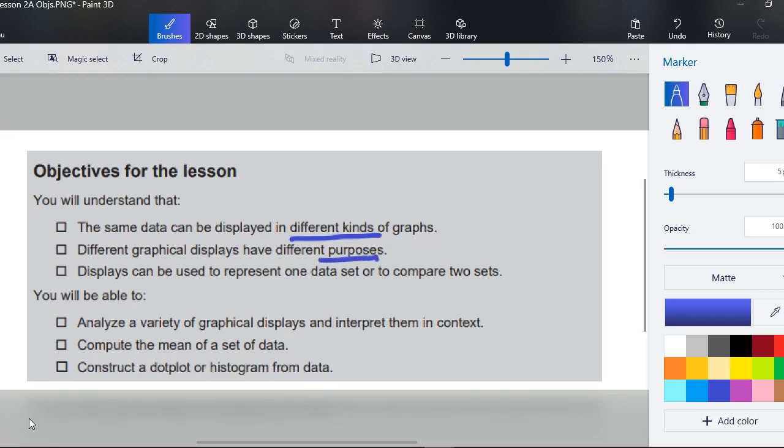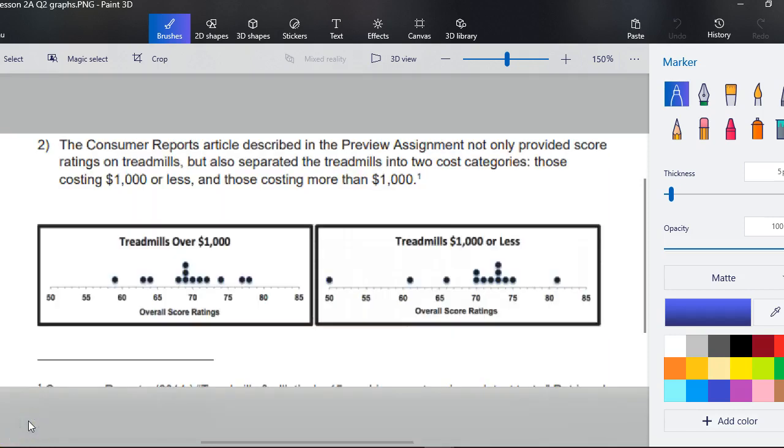Displays can be used to represent one data set or to compare two data sets. After this lesson, we'll be able to analyze a variety of graphical displays and interpret them in context. We'll also be computing the mean of a set of data and constructing a dot plot or a histogram in this lesson.